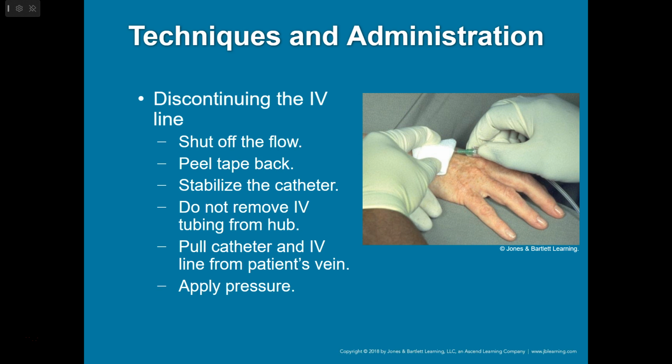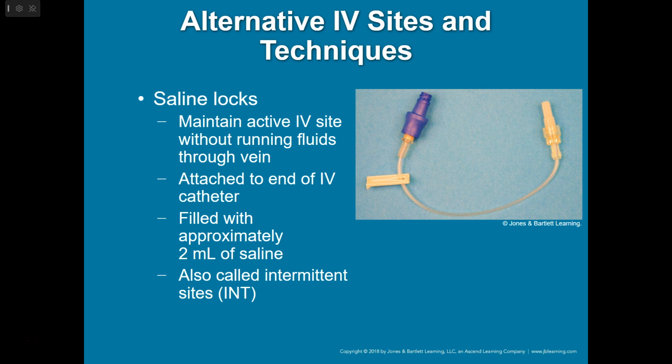Discontinuing the IV line, of course, shut it off, peel the tape back, have a 4x4 or some gauze or something ready, and then pull out your IV catheter there. Apply pressure so it doesn't bleed quite as much, and then tape down your gauze. Saline lock. This is what I was talking about here, this little J-loop, or saline lock. Fill it with saline as you're preparing your equipment, so that tubing is not full of air, and you don't push that air into the patient.